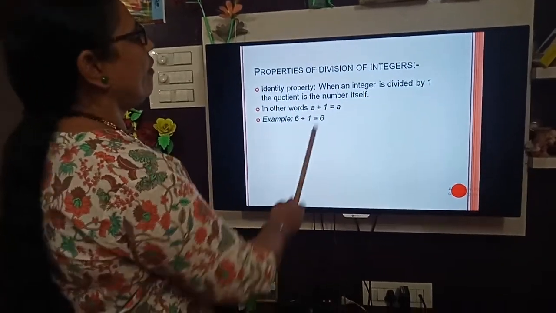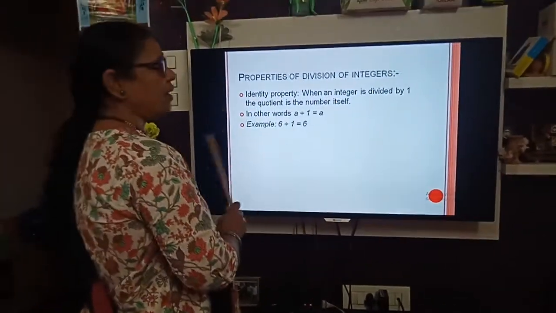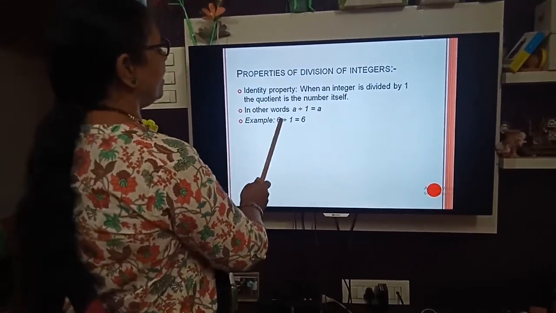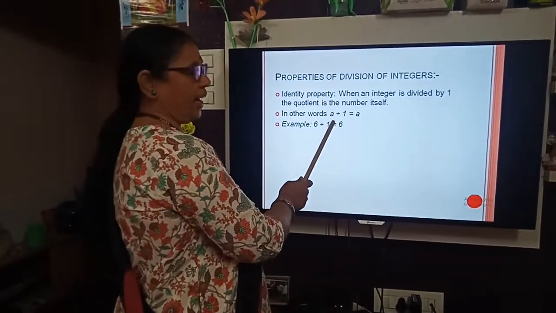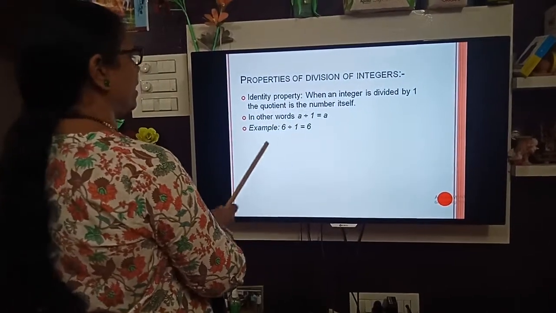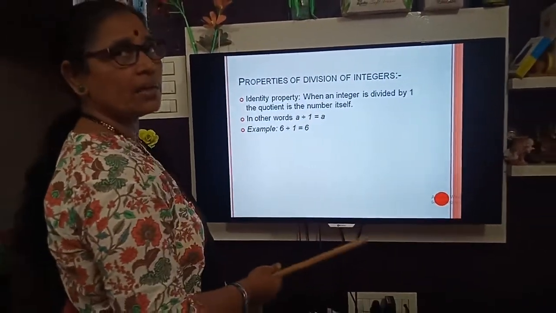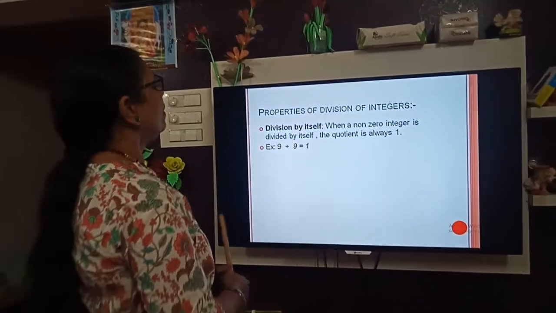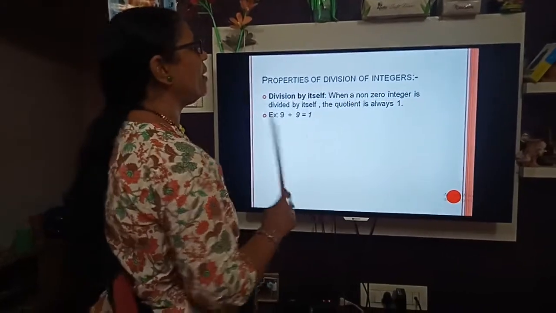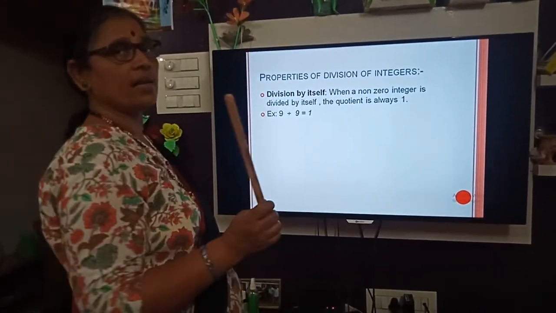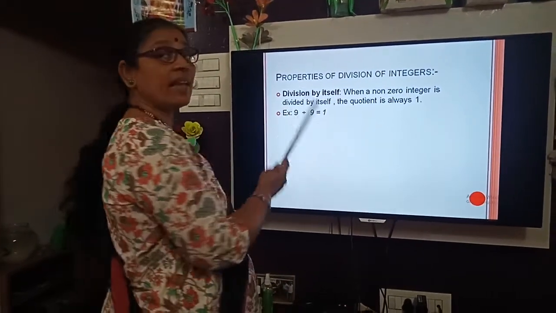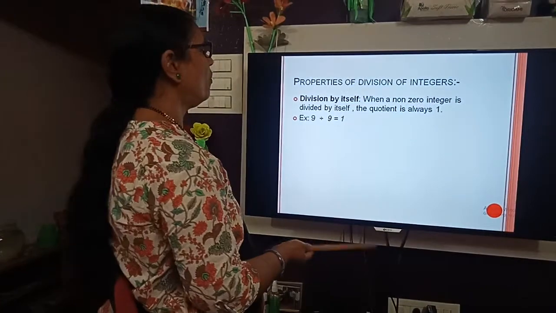Identity property. When an integer is divided by 1, the quotient does not change, means the number itself we will get. In other words, an integer a divided by 1 is nothing but the integer itself, no change in it. 6 divided by 1 gives you 6, very simple. Then division by itself. When we divide an integer by the same integer, what will we get? We'll get the answer as 1. So here see, 9 divided by 9 is 1. Minus 9 divided by minus 9 is again 1.